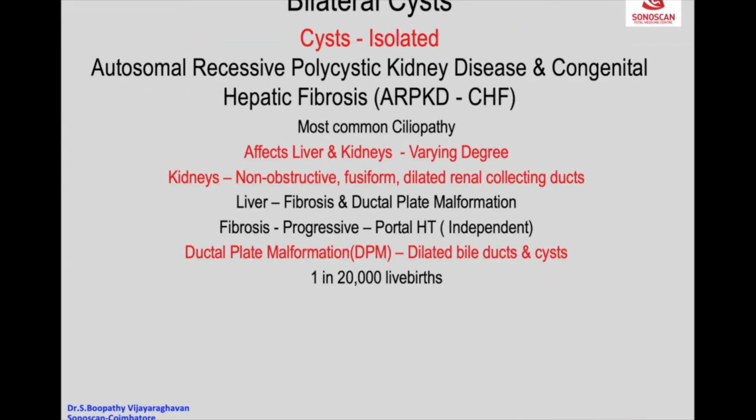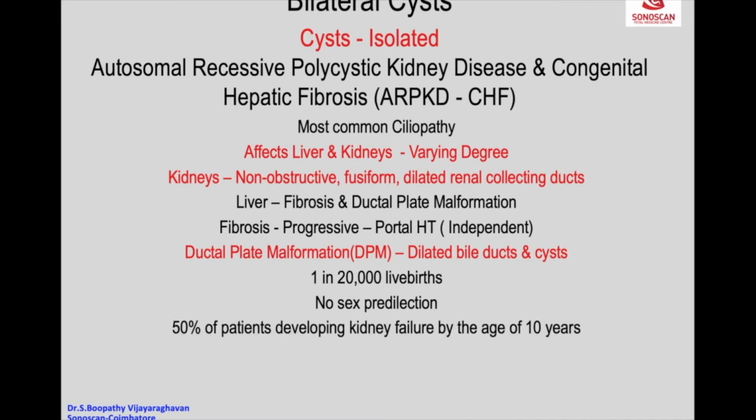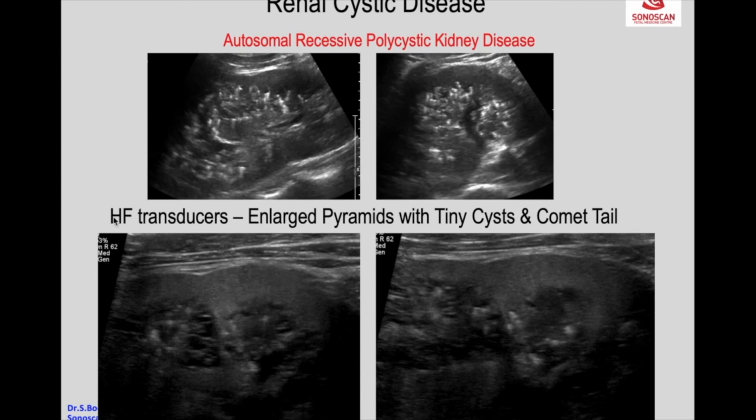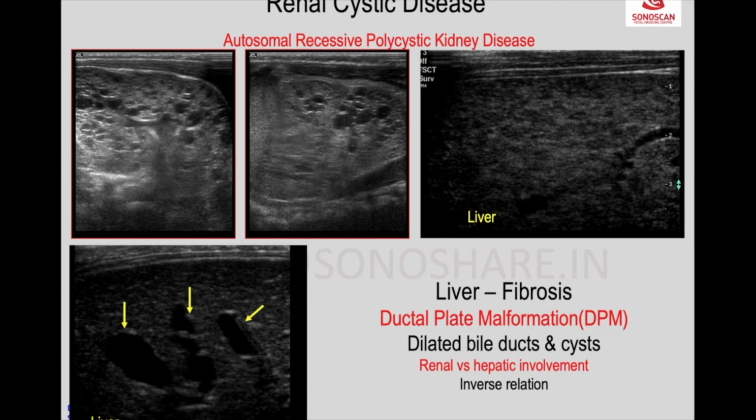The incidence is 1 in 20,000 live births. There is no sex predilection. In 50% of patients in the periphery, there is compression of the cortex by the enlarged renal pyramids, and the corticomedullary differentiation is lost, mainly because of enlarged pyramids with tiny cysts as well as inversely related.